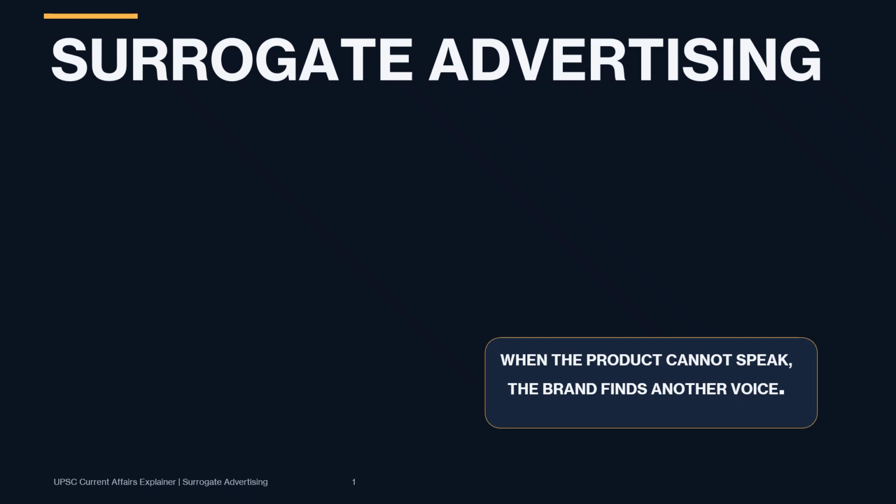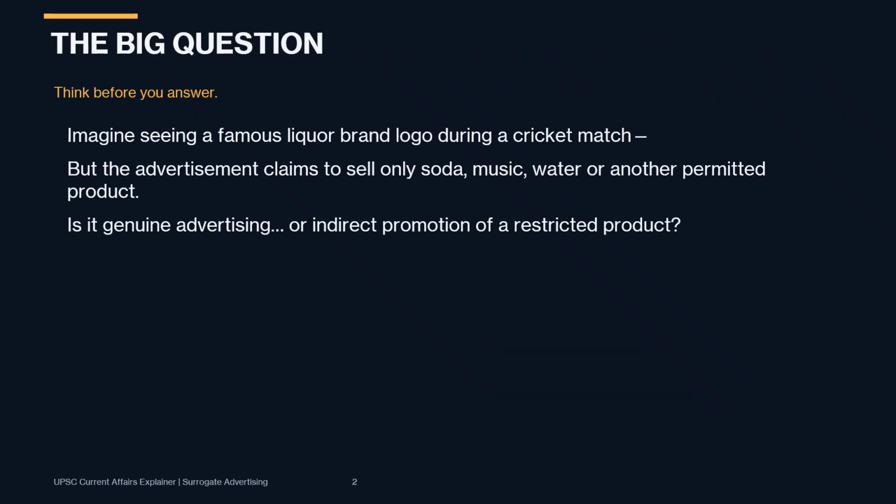In our today's video lecture, let us discuss surrogate advertising. So the big question is, imagine seeing a famous liquor brand logo during a cricket match or anywhere else. But the advertisement claims to sell only soda, music, water, elaichi. For say, Vimal Pan Masala ad is there. Most of the times, celebrities pretend to advertise elaichi in the disguise of pan masala. So, do you think it's a genuine advertising or indirect promotion of a restricted product? Please do let us know.